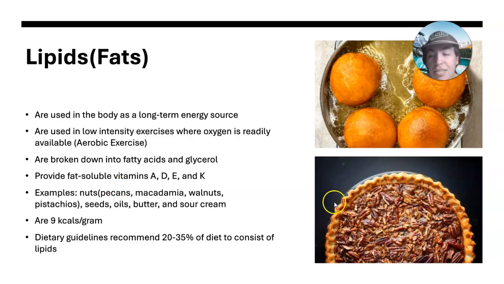Examples would be nuts such as pecans or the pecan pie. I got pictures at the bottom. Macadamia nuts, walnuts, and pistachios. Seeds, oils, such as the top picture, which is a cooking oil. Butter and sour cream or other dairy products. They are 9 kcals per gram, and dietary guidelines recommend about 20 to 35% of your diet to come from lipids.